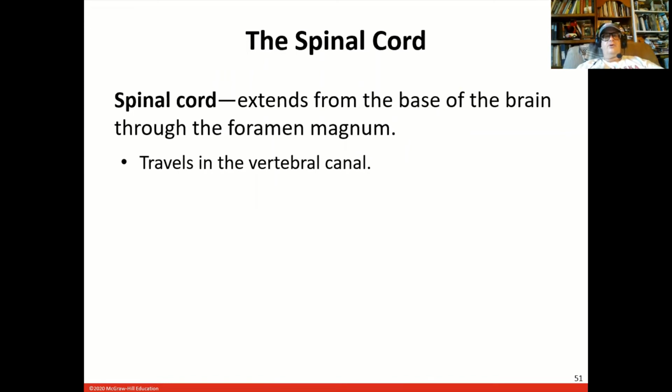So the spinal cord goes from the base of the brain through the foramen magnum, the big hole. That's literally what the name means. It's the hole at the back of the skull. The spinal cord comes out of that and travels down in the vertebral canal through the vertebrae.